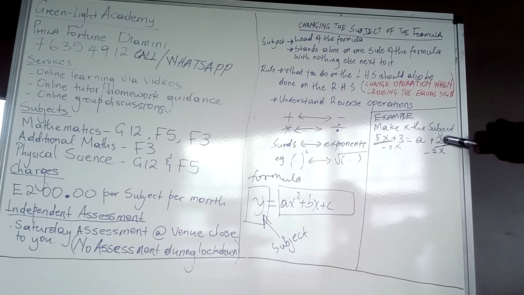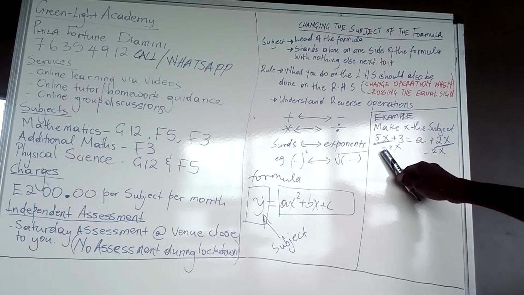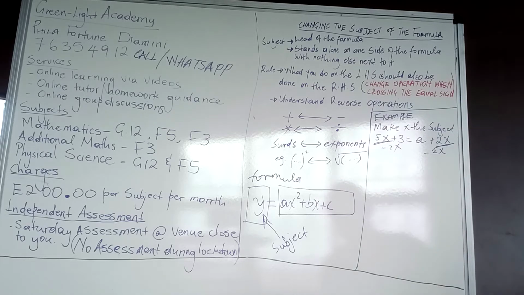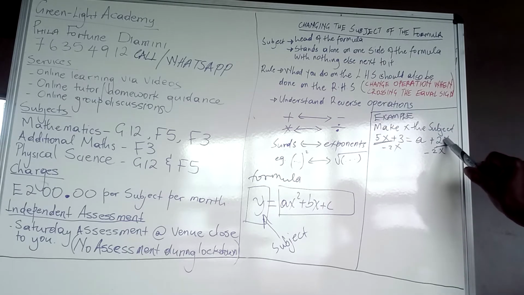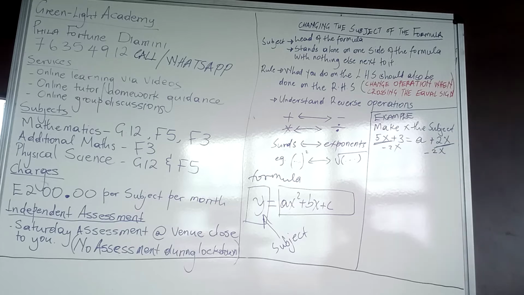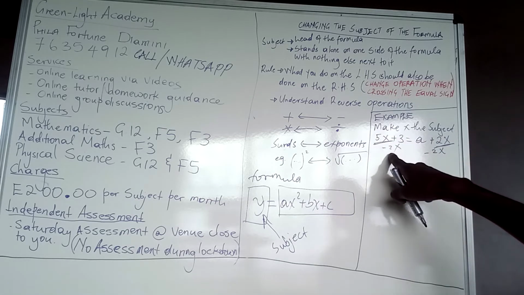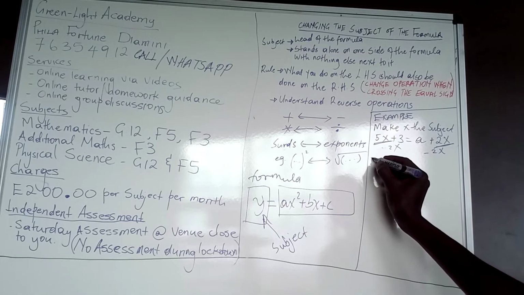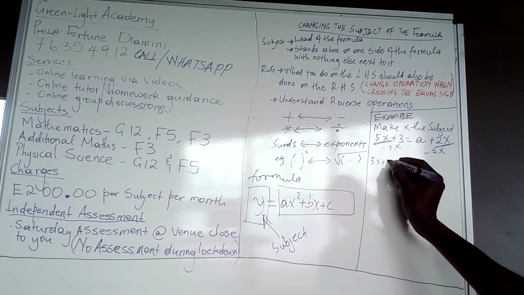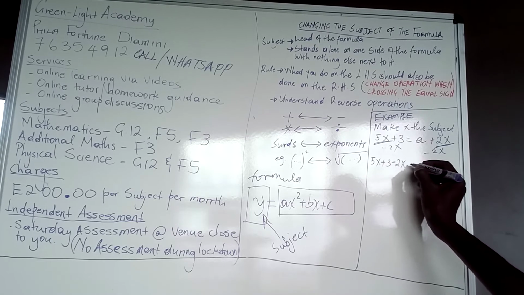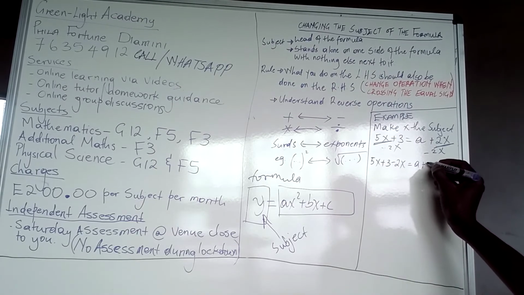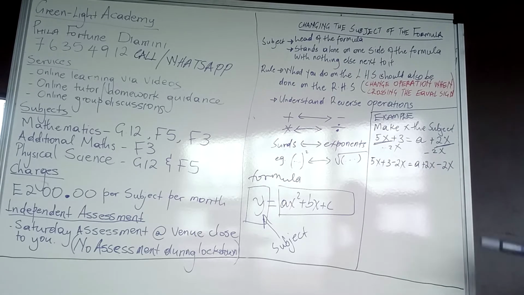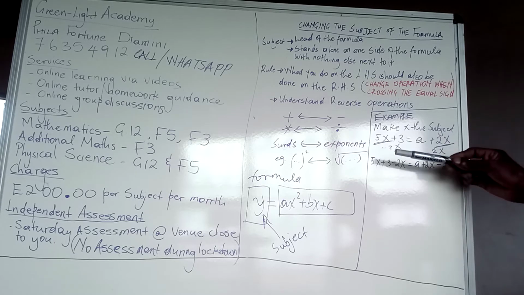Subtract 2x. I subtract 2x on the right. I also subtract 2x on the left. What you do on the left should also be done on the right. So in this case, because I wanted to take this 2x to this side, I have to subtract it. Now the left hand side with the minus 2x will look like 5x plus 3 minus 2x is equal to a plus 2x minus 2x. That is how it will look when you subtract 2x on both sides of the equation.